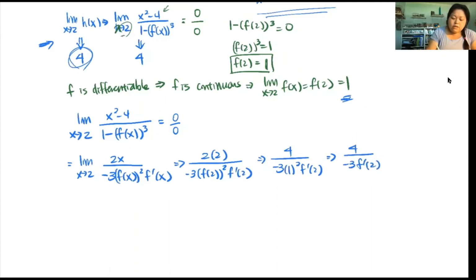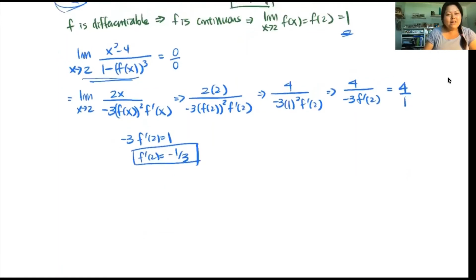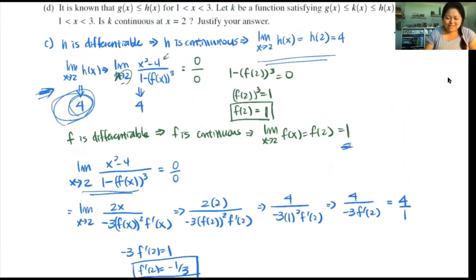Now, we know this limit is equal to, right here it says equal to 4. So this is equal to 4 over 1. So that way 4 equals 4 on top, and I can go ahead and just look at the bottom. Negative 3 f prime of 2 equals 1. So f prime of 2 is equal to negative 1/3. And that's it for this problem. So again, it's a little convoluted. It goes backwards and forwards using the same equation over and over again, a little bit like related rates. That's all I'm going to say.